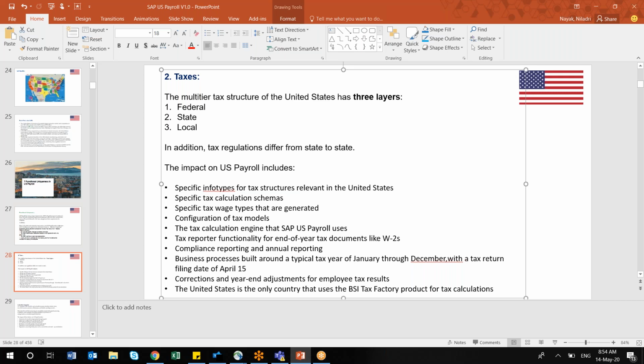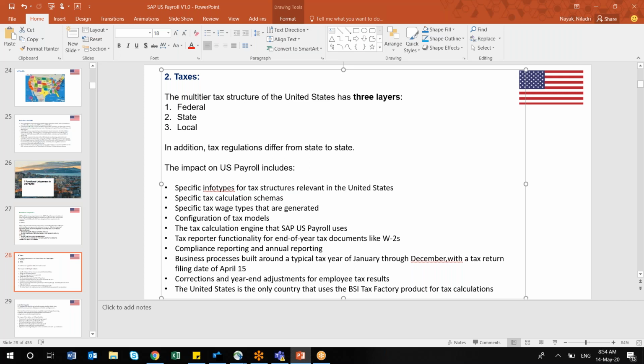The fourth one is that there is a specific model for any US-specific tax. We'll be seeing how to configure that tax model, because I'll be focusing more time on tax. Tax is one of the critical areas of US payroll. Then we will see the tax calculation engine that SAP US payroll uses, what the components of that engine are, and which areas we have to understand deeply. And there is a functionality called Tax Reporter.